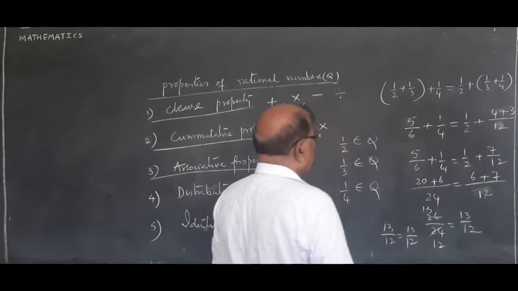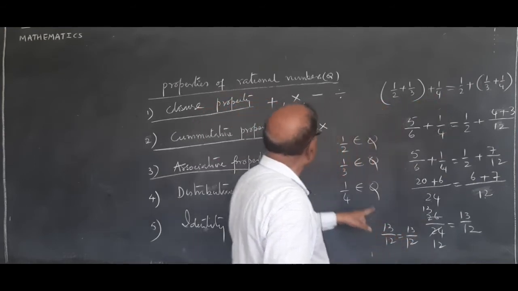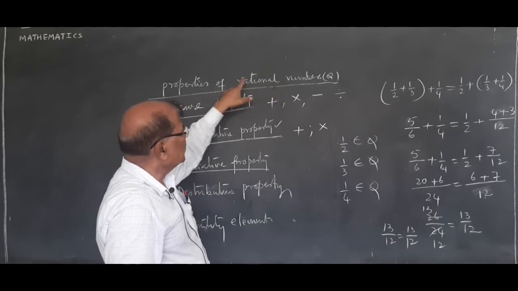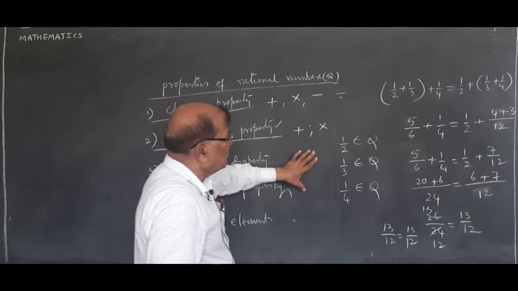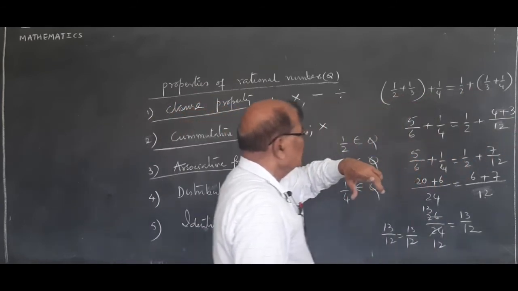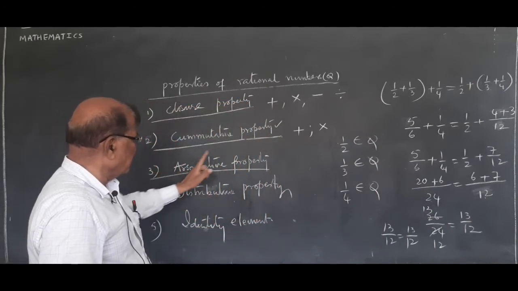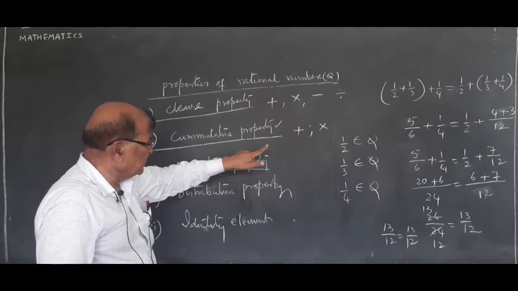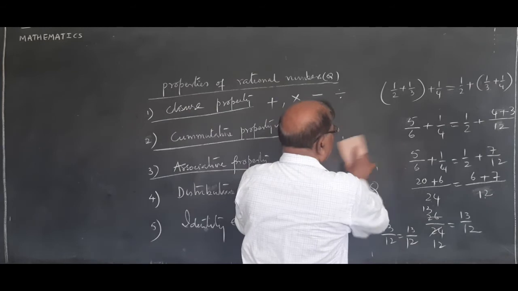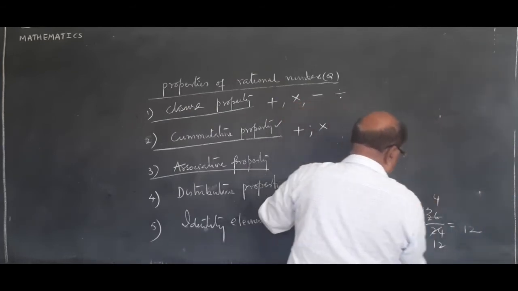So what did you observe here? Associative property holds good in set of rational numbers. What is the operation? Addition. So we can conclude that associative property holds good in addition in set of rational numbers. Now let us go for subtraction.